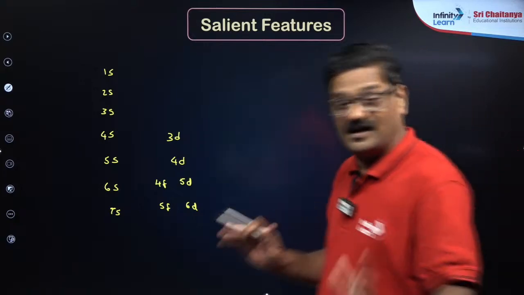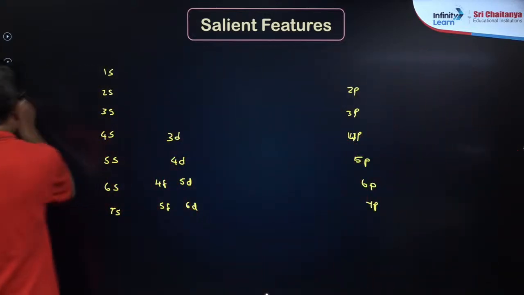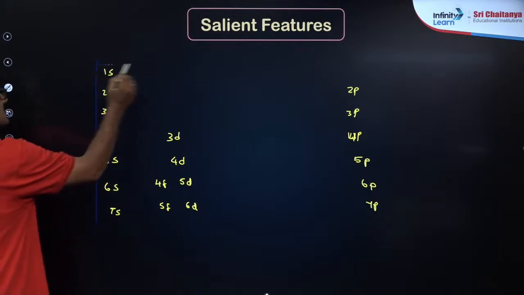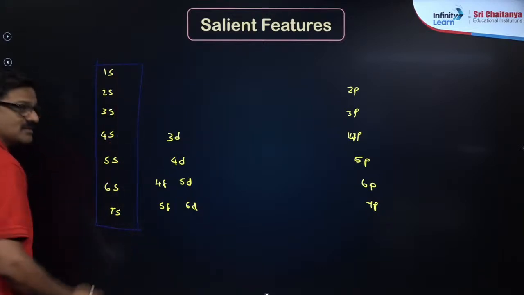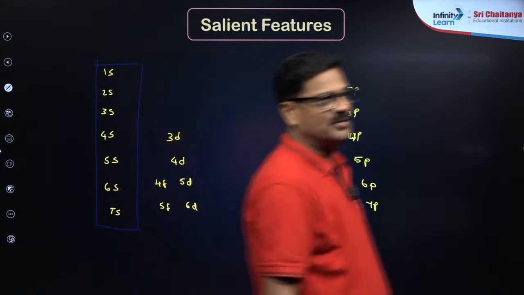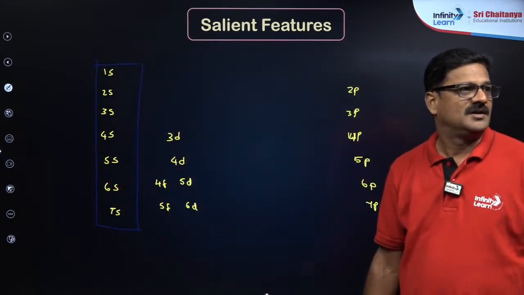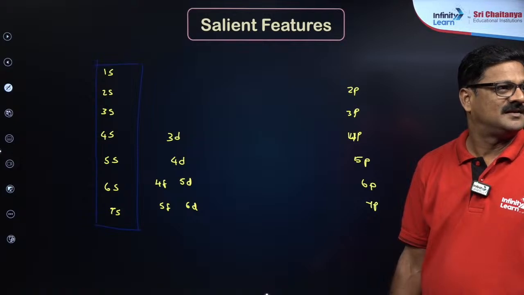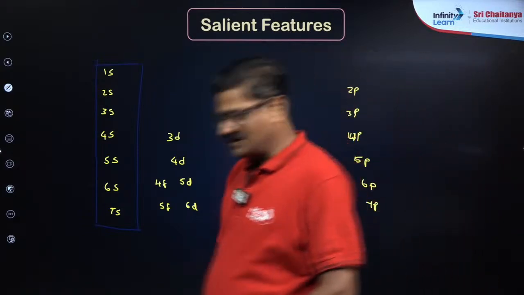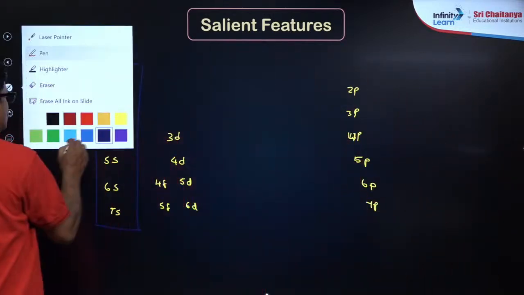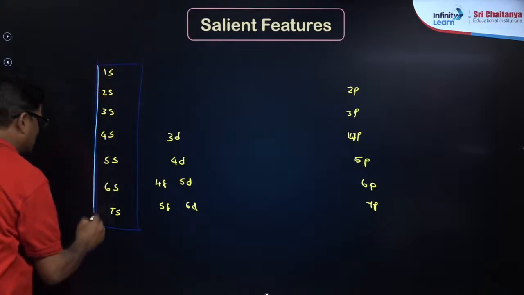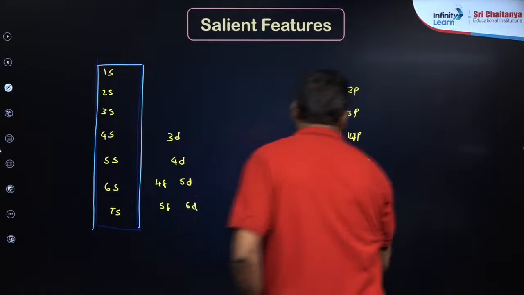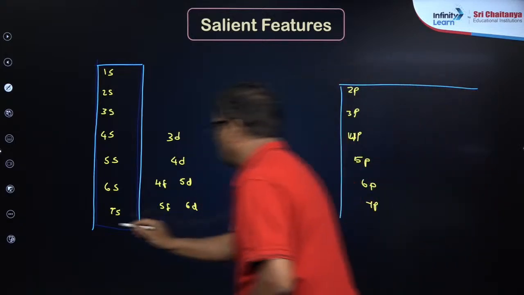The entire periodic table is given like this. I think it is visible. Dark blue, is it visible? Yes, it is visible. So this is your periodic table.